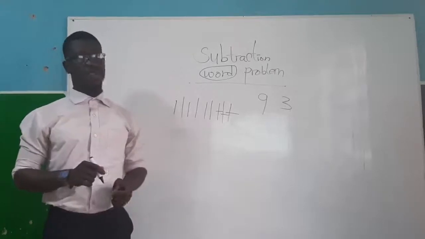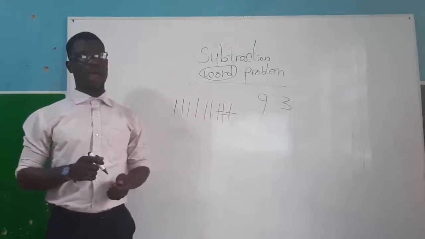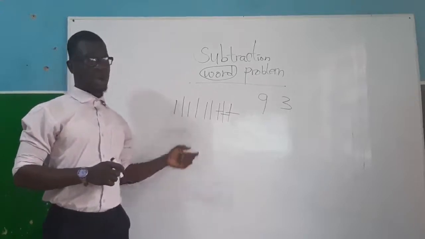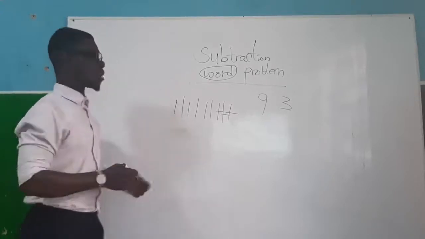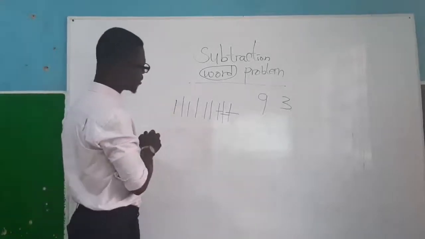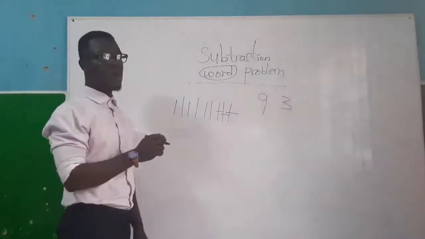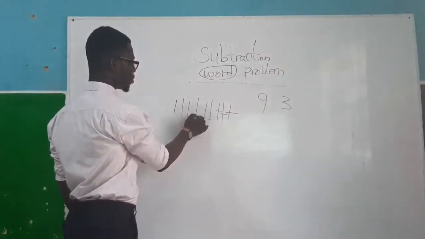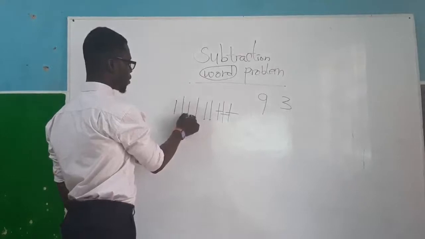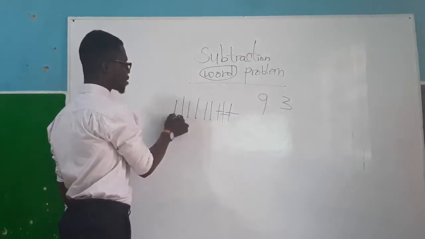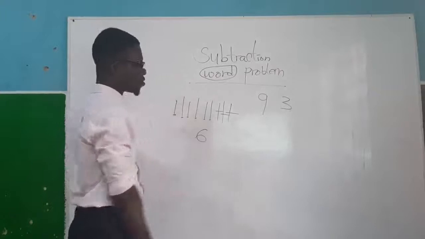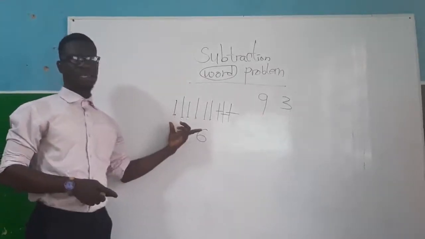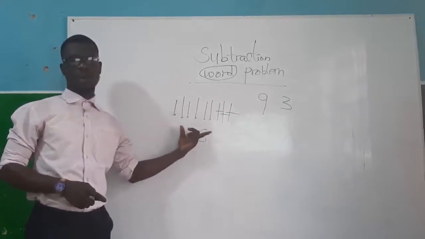And the last step, which is step 3, we have to write the number of objects that is not crossed out. So let's count how many objects that is not crossed out. It will be 1, 2, 3, 4, 5, 6. Then you write it. So that is how we present the subtraction word problem.